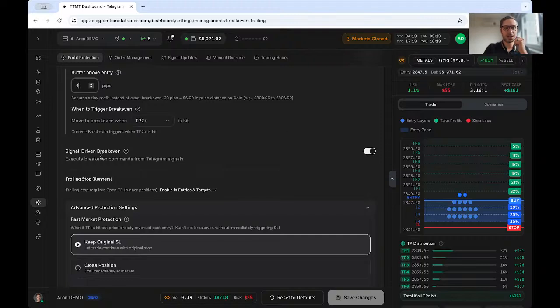so you're covering spreads, you're covering commission. You can also tell the system that if a signal channel sends a break-even command, whether it should follow that break-even command.